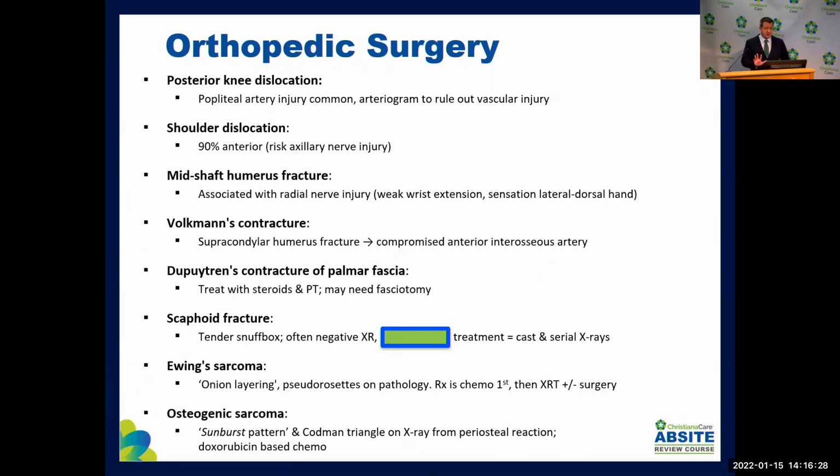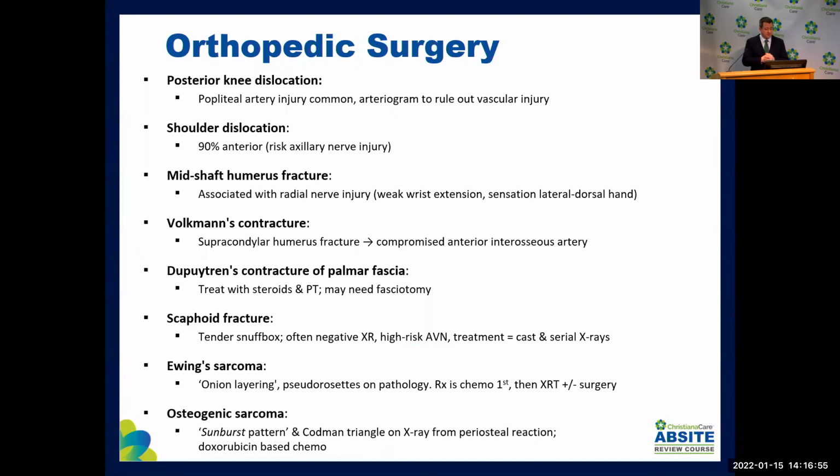Scaphoid fracture: falling on an outstretched hand, usually a tender snuff box, but a negative x-ray. Why may they have a negative x-ray, but you want to follow up with a serial x-ray? The biggest risk with these scaphoid fractures is avascular necrosis. It's the least vascularly supplied bone or area of your hand and wrist.